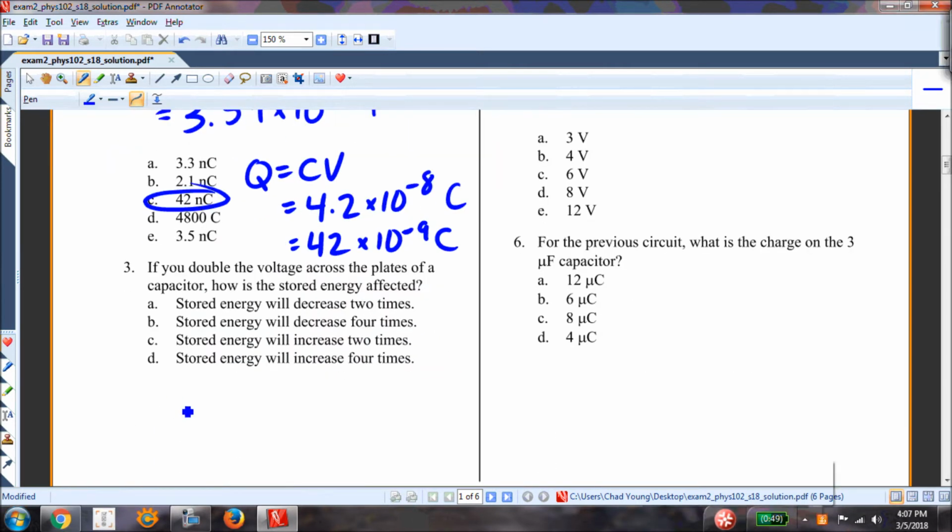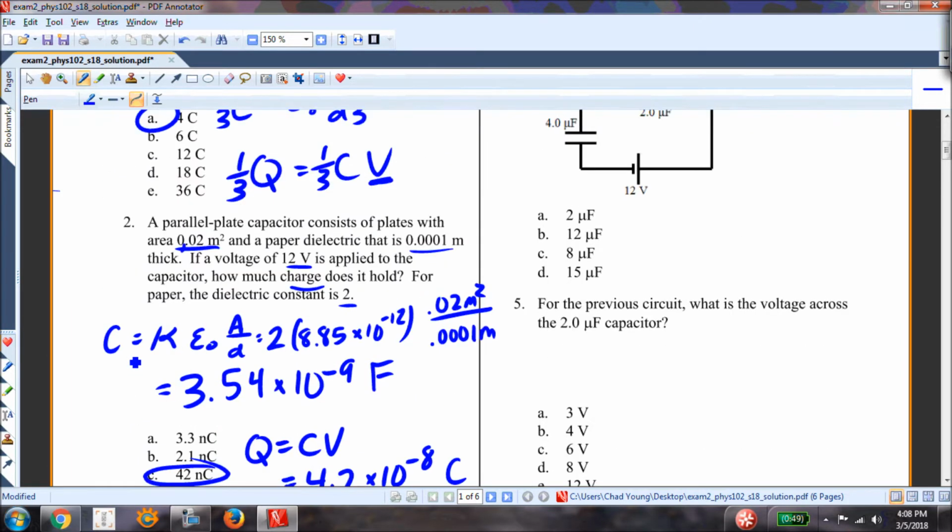If you double the voltage across the plates, how is the stored energy affected? Well, energy is 1/2 CV squared. If I double this, that increases that by a factor of 4. So D is the right answer for number 3.